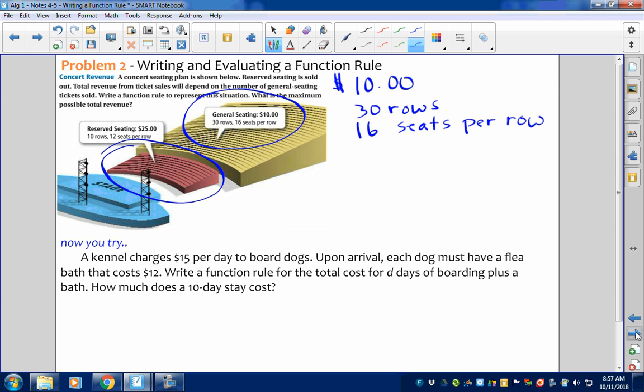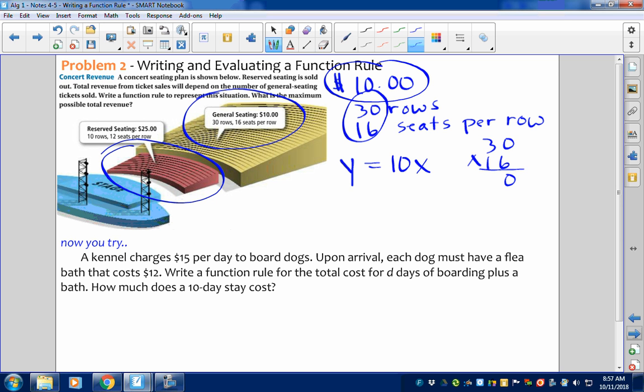So if I have y equals, we're going to have something times x here. It's $10 per ticket, so it's going to be 10x. So that's my function, 10x. In terms of the maximum amount of money that they could make, it depends on how many seats we have here. So if there's 30 rows and 16 seats per row, how do I figure out the maximum number of seats? 30 times 16.